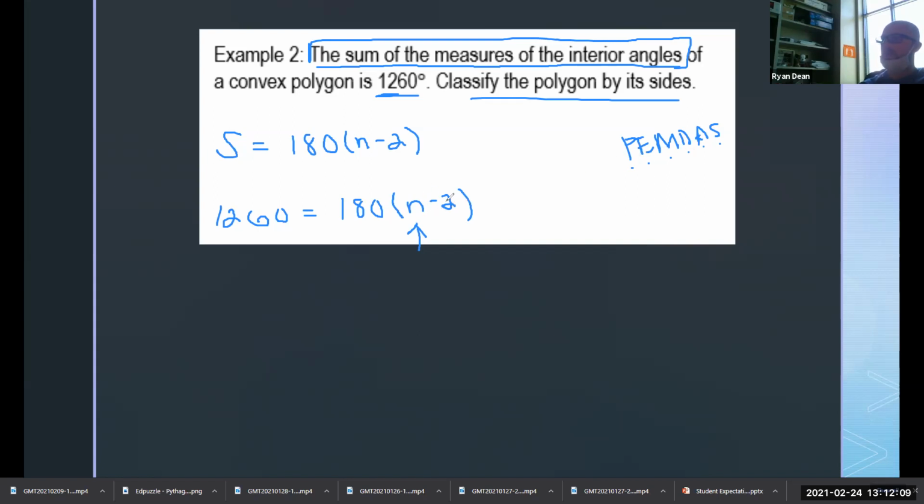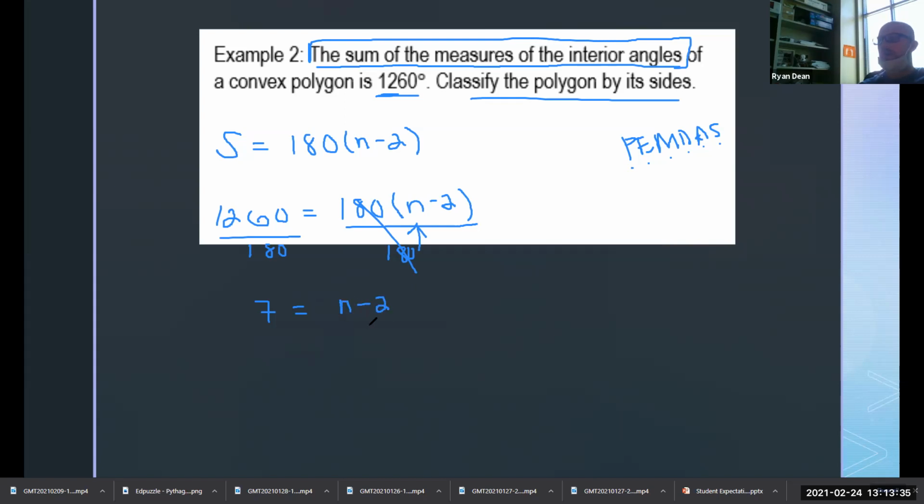I can't do anything inside the parentheses. There are no exponents in this problem. So then I go to the multiplication, that's the 180 times all of this. To get rid of the 180, I have to divide by 180 on both sides because that is the opposite operation of multiplication. This cancels out. And then over here, 1,260 divided by 180 is 7. So now we have 7 equals, the 180 is gone, I'm left with n minus 2.